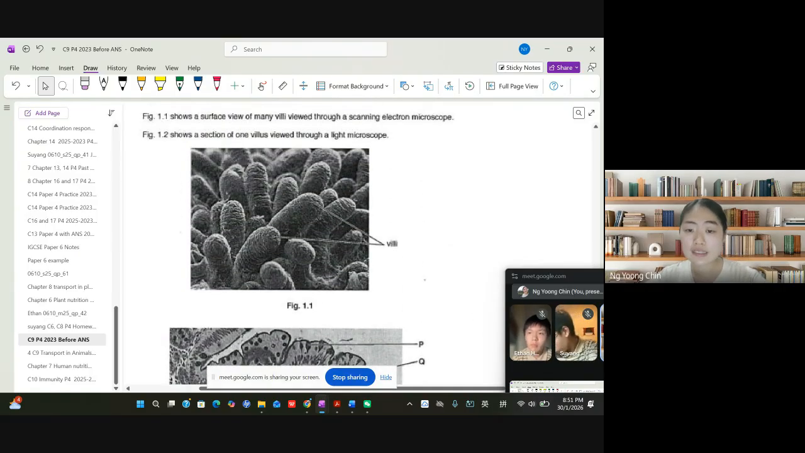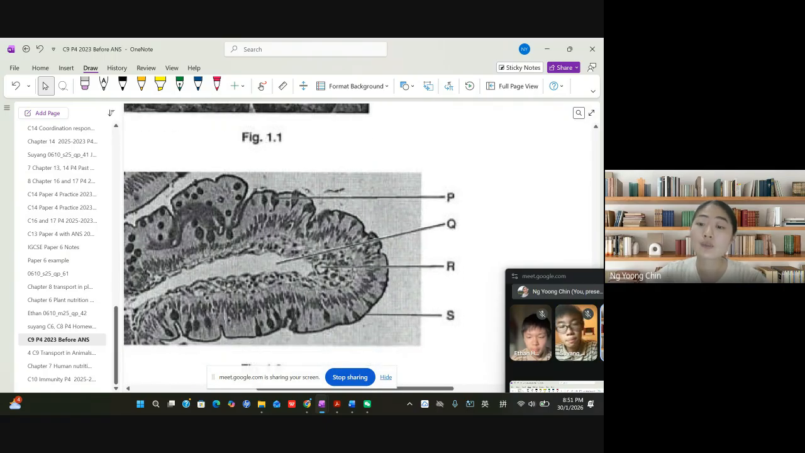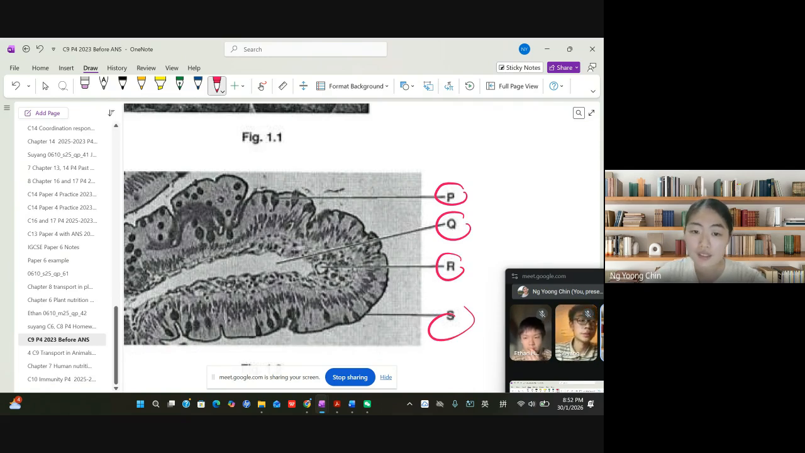Okay, so you can see this is a villi, and this is chapter 7. Adults, you should know how to recognize the structures. So you can see what is this one? P. What is P? What is Q? What is R? What is S? What is this? P? What do you think? P, you can see, right? P is just a bit fat. You can see the outline, which is here.